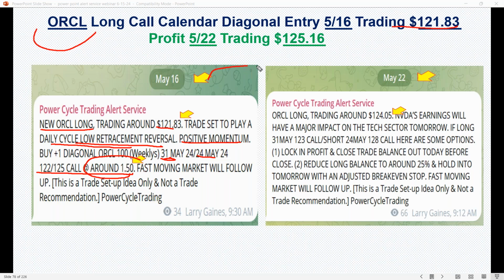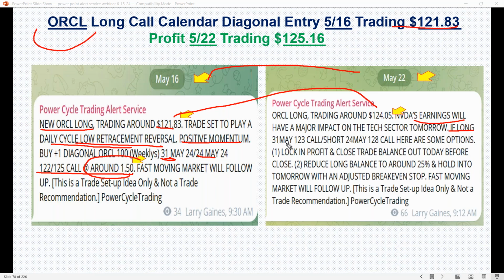And then it was on the 22nd. Now it was trading at 124.05. Then I sent out an alert saying it was going to have earnings coming up, and that we'd have a major impact on tech tomorrow. So I'm always telling you things to be aware of, so you're not having to do everything yourself and just watch your phone for these alerts when they come out.